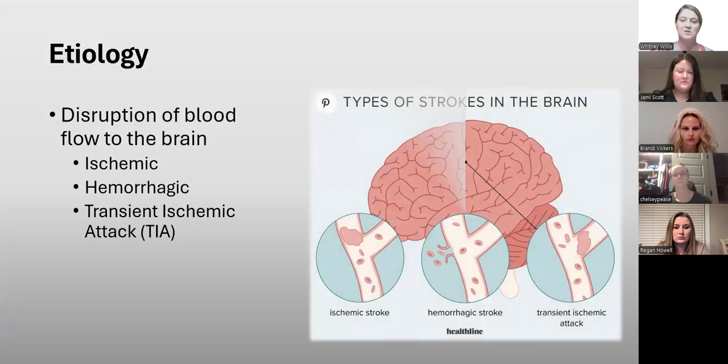In regards to the etiology of strokes, it is the disruption of blood flow to the brain. There are three main subcategories. The first one is ischemic strokes, next, hemorrhagic strokes, and transient ischemic attacks. TIAs are also known as mini strokes.